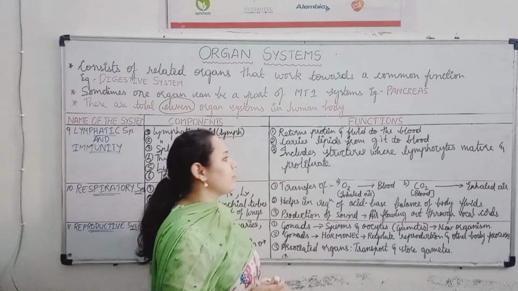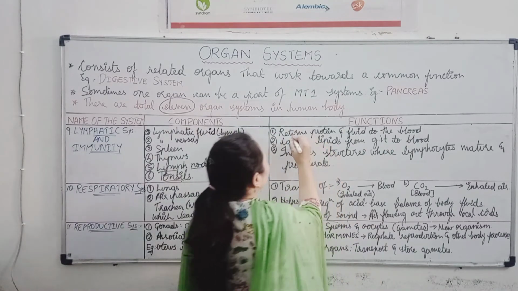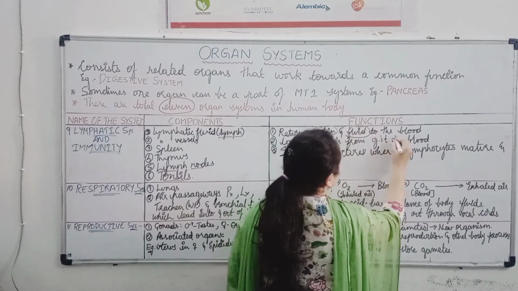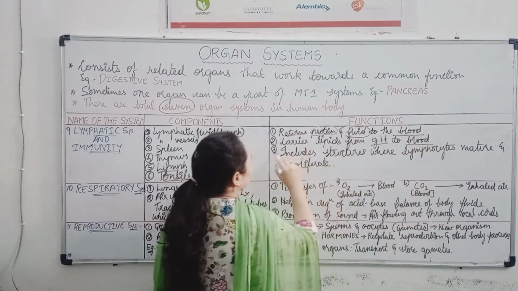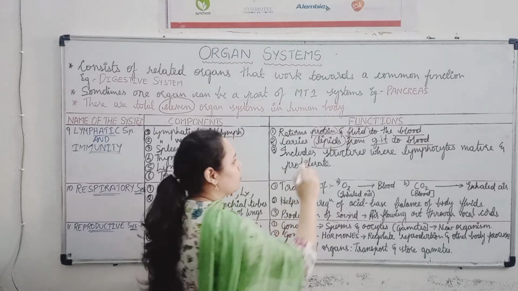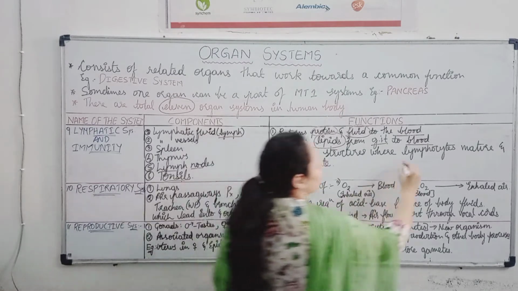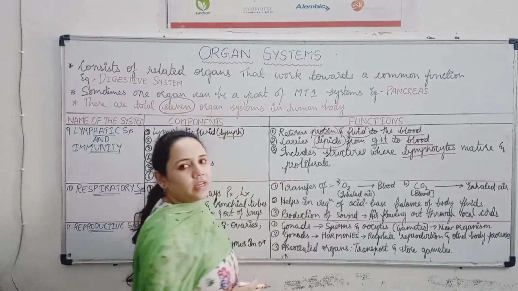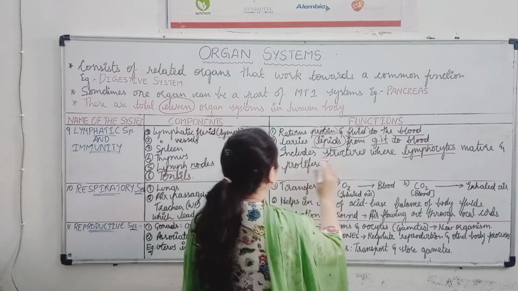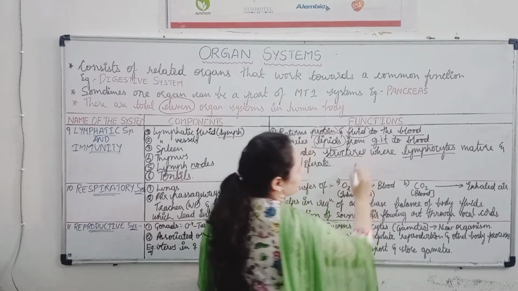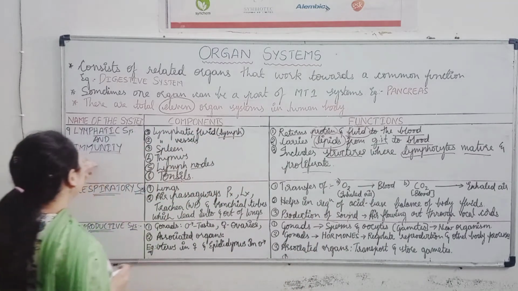So what is the function of the lymphatic system? The lymphatic system returns proteins and fluid to the blood, and it carries lipids from the gastrointestinal tract to the blood. It also includes the structures where lymphocytes mature and proliferate. Lymphocytes are useful in the body's defense mechanism against microbes. So this is about the lymphatic system.